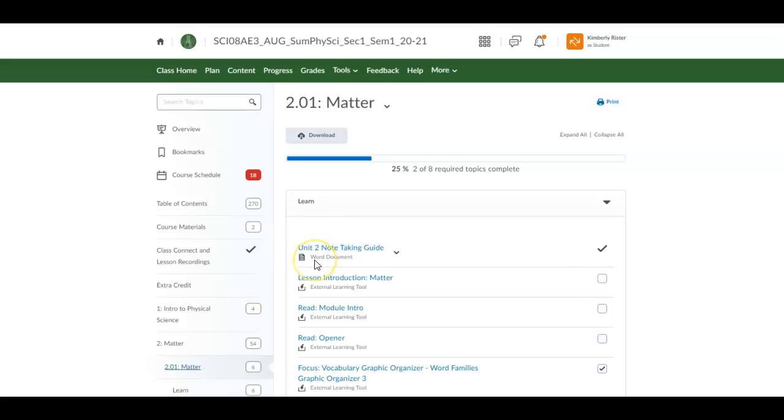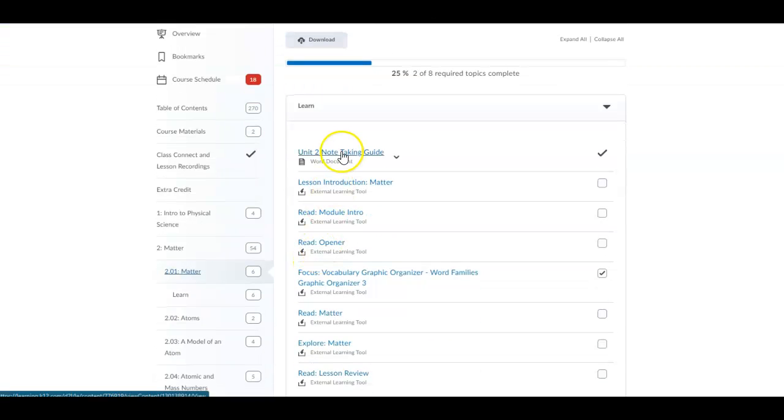As we get into the new unit, you do want to make sure that you download the note-taking guide. It is a Word document. Print it out and fill it out as you work through each lesson. There is an introduction to Matter, and this is an overview that goes over everything that you will be covering in this unit. So take a little bit of time to go through and look at that.